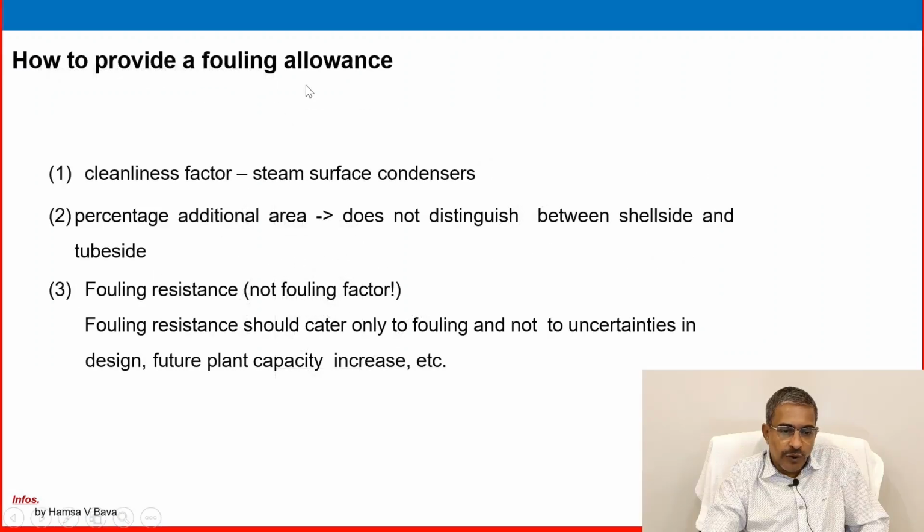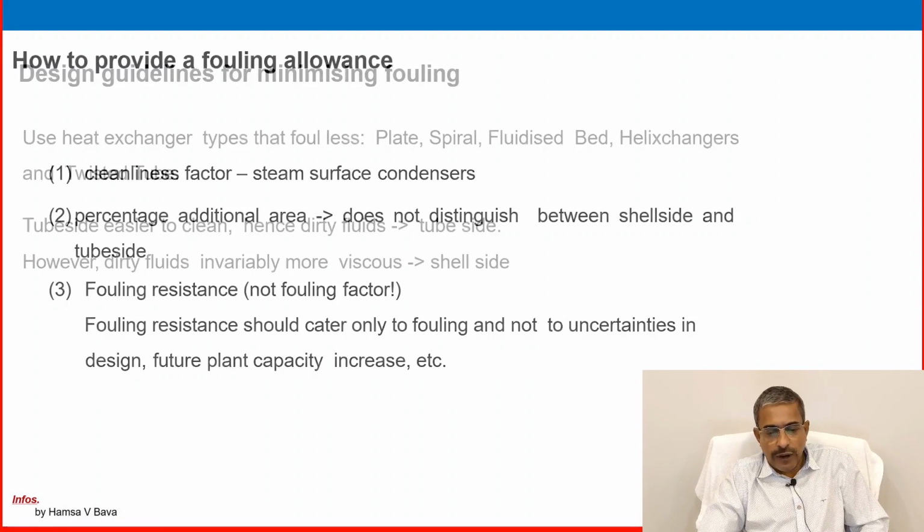So how to provide fouling allowance? Cleanliness factor, for steam surface condensers, percentage additional area, does not distinguish between shell side and tube side. Fouling resistance, not fouling factor. Fouling resistance should cater only to the fouling and not to uncertainties in design, future plant capacity increase, etc. So some fouling allowances are provided by design people for fouling.